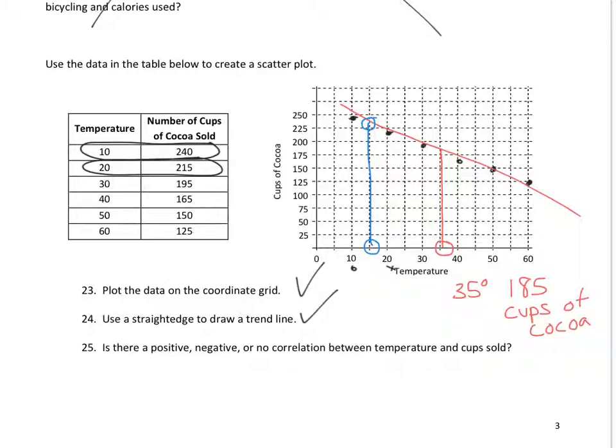You read your line. You don't read the dots. You read the line. It's positive, negative, or no correlation. This is negative because it goes down from left to right.